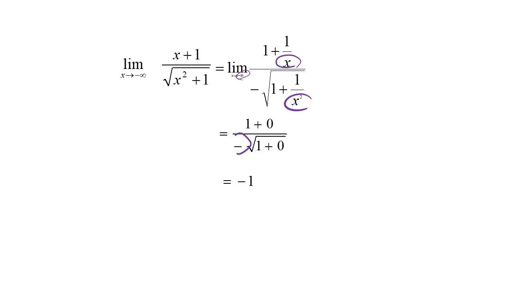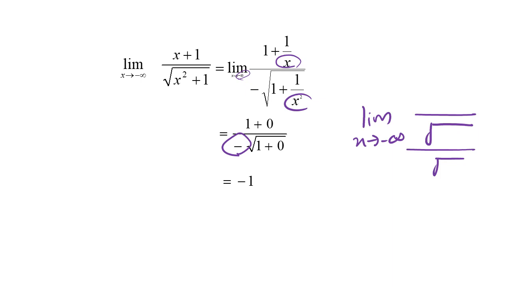If you forget the negative here, the answer will be positive 1, which is wrong. So please be reminded that when we want to find the limit as x approaches negative infinity and we have a square root on the denominator, we should divide with the negative square root here. Okay.